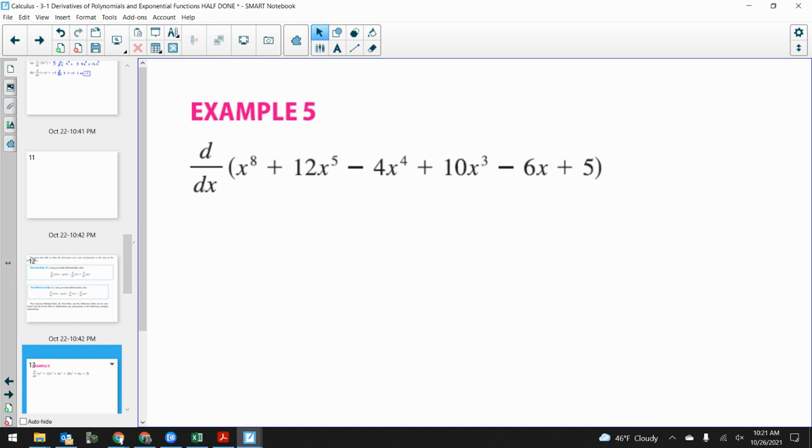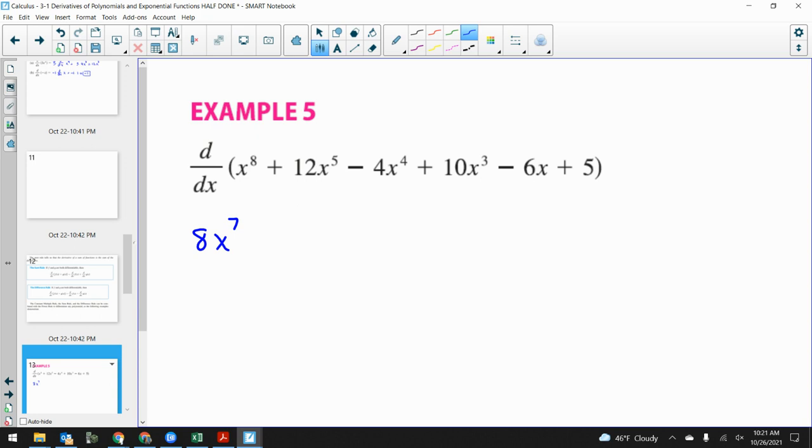Do you see how there's a bunch of terms? And I'm finding the derivative of this entire function. Basically, I can find the derivative of each piece of that function by itself. So, what's the derivative of x to the 8th? 8x to the 7th. To the 7th, right? Almost said to the second. 8x to the 7th. Okay, what's the derivative of 12x to the 5th?